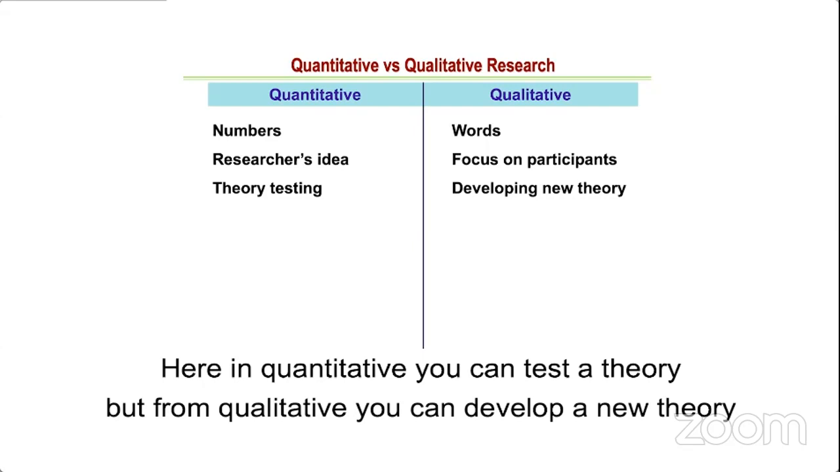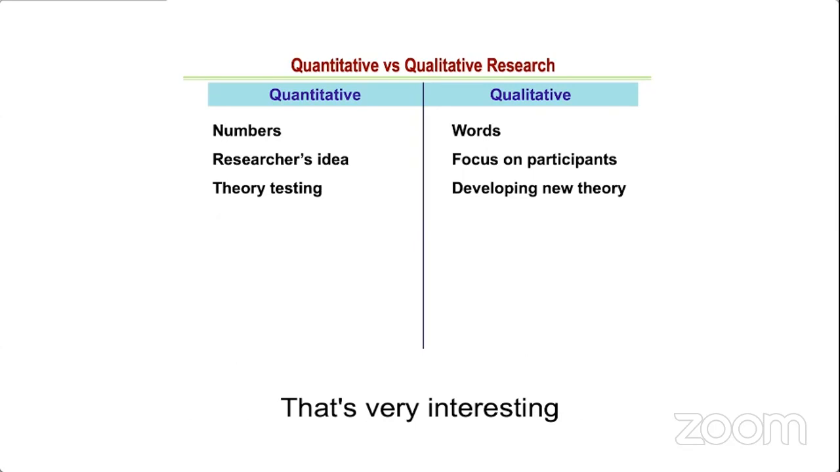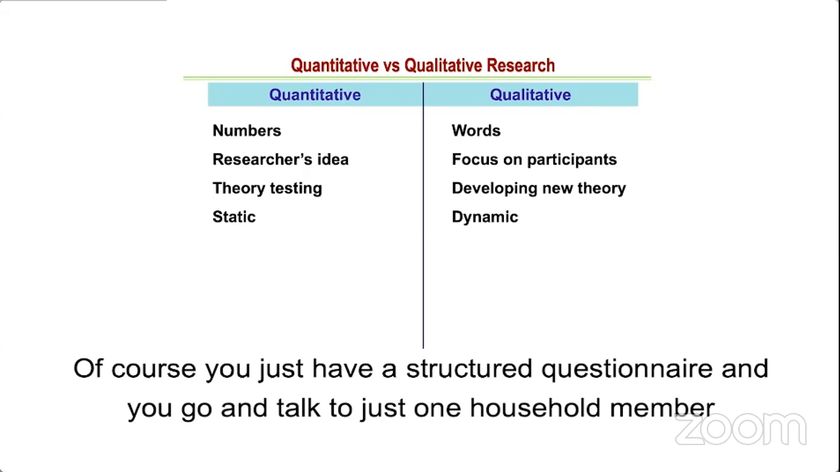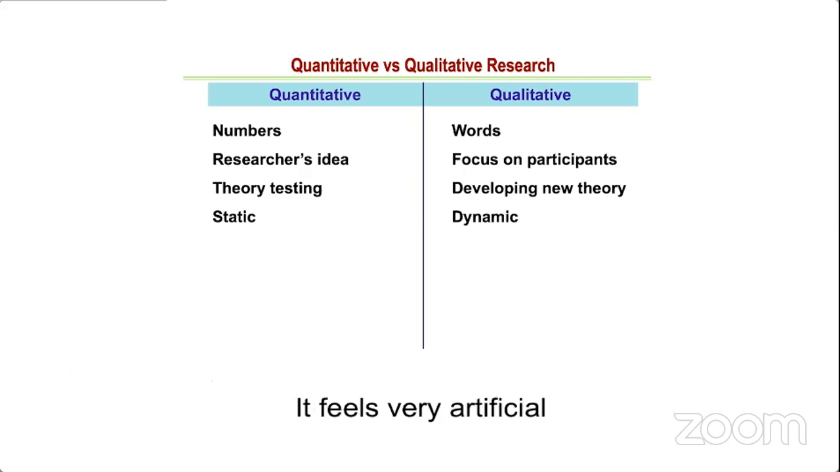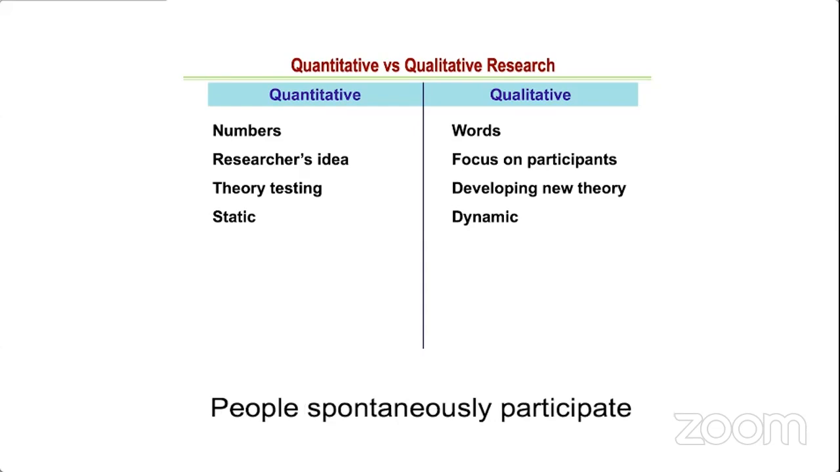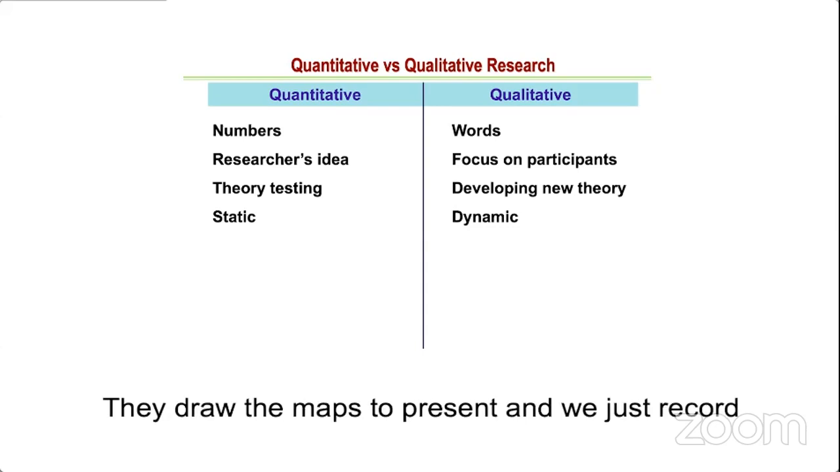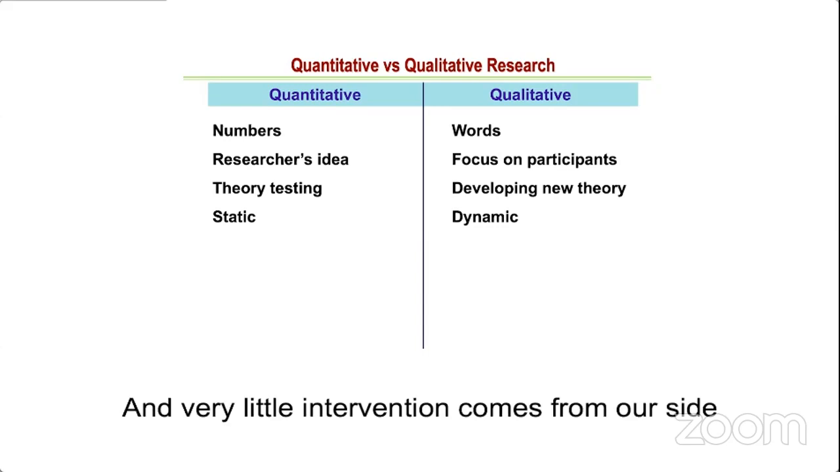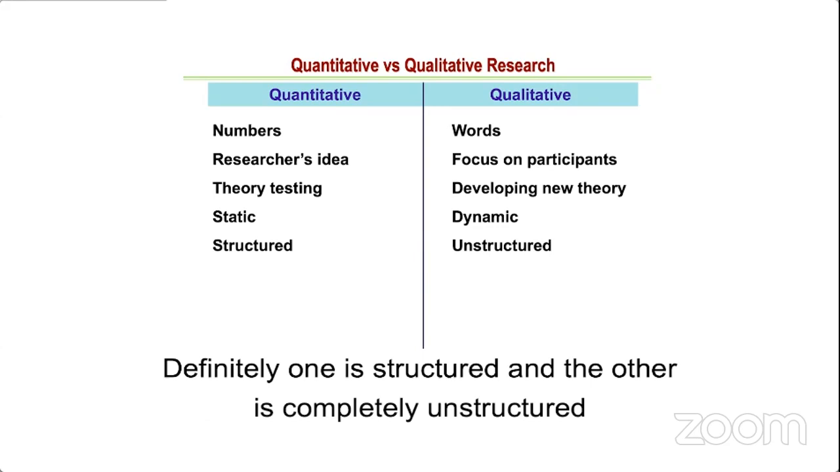In quantitative, you can test a theory, but from qualitative, you can develop a new theory. That's very interesting. One is static. Of course, you just have a structured questionnaire and you go and talk to just one household member. It feels very artificial. Whereas qualitative is more dynamic. People spontaneously participate, they express themselves, they draw the maps, they present, and we just record. Very little intervention comes from our side. Definitely one is structured, another is completely unstructured.